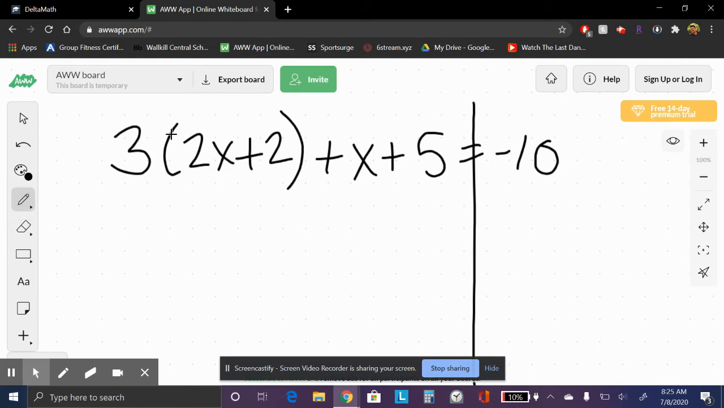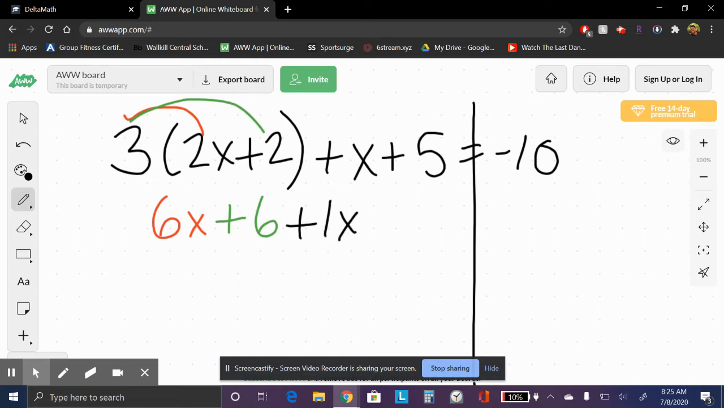And what you're going to do first, before you do anything else, is distribute this 3 out to the 2x and to the 2. All right, so you do 3 times 2x, which is 6x. Then you're going to do 3 times 2, which is 6. And then I'm going to copy everything else down. I'm going to put the 1 in front of the x, so it's 1x to help you see.